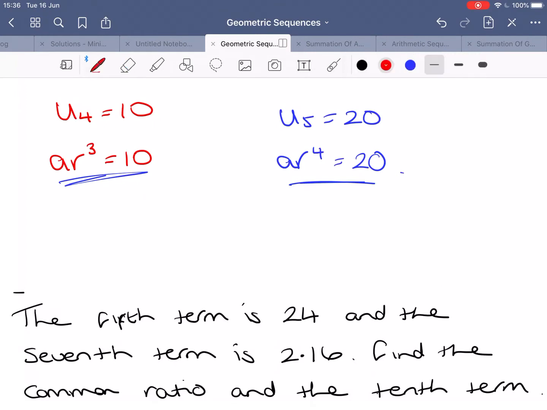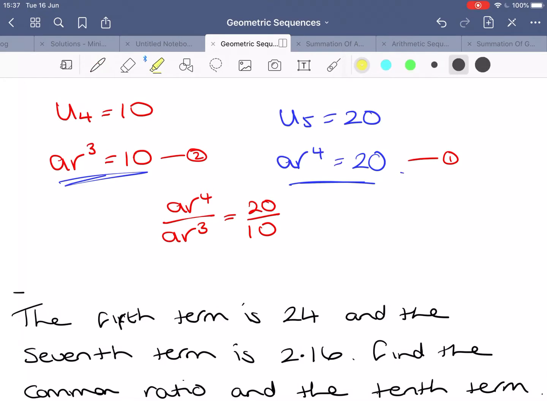And what we do is we say we're going to take equation 1. And it doesn't matter which way around you do it, but usually you put the higher power on the top. So equation 1 divided by equation 2. So I say AR to the power 4 divided by AR to the power 3 is equal to 20 divided by 10. Because as you can see, you've got your first equation in the numerator, you've got the second equation in the denominator, and in that case the 2 A's cancel, and R to the power 4 divided by R to the power 3 just gives you R equals 2.